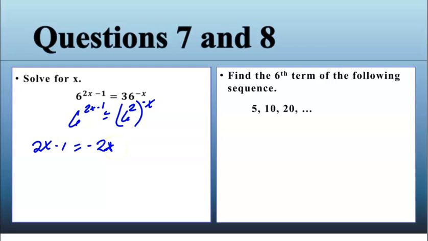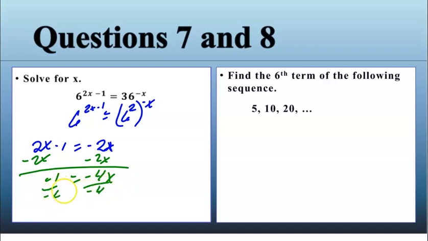So now all I have to do is get all the x's to one side. So I'm going to subtract 2x on both sides. And we're left with negative 1 equaling negative 4x. To get x by itself, we're going to divide by negative 4. And x in this case is going to equal 1/4.